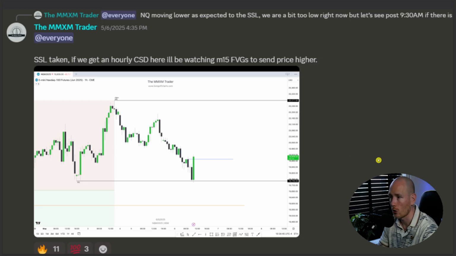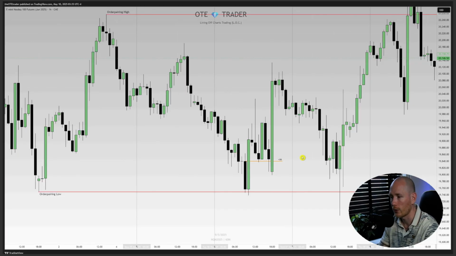And you can actually see the call out over here. We have a sell side liquidity taken. If there's an hourly CSD, we will be watching for a 15-minute fair value gap to send price higher. Now let's break that down, right? We've got the 1 hour CSD OB down here. This is where the low got purged. Now you want to see a 15-minute fair value gap, right? Going back into discount, and that would be your trade setup.